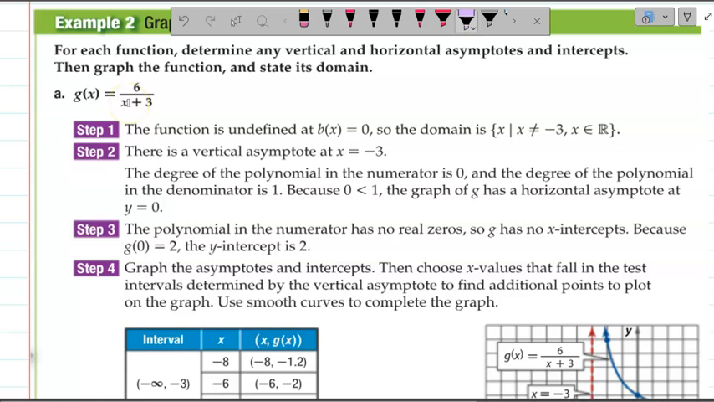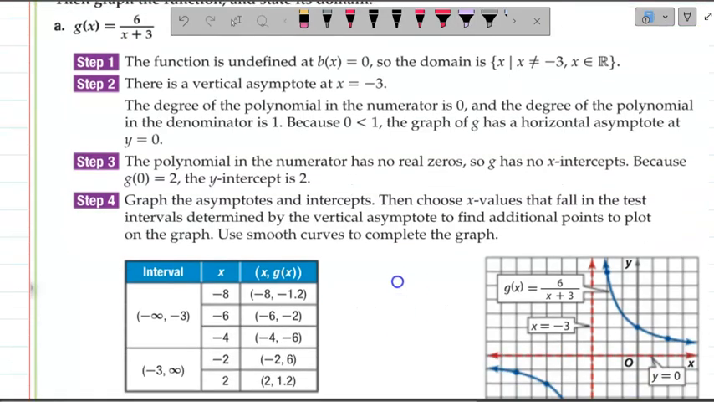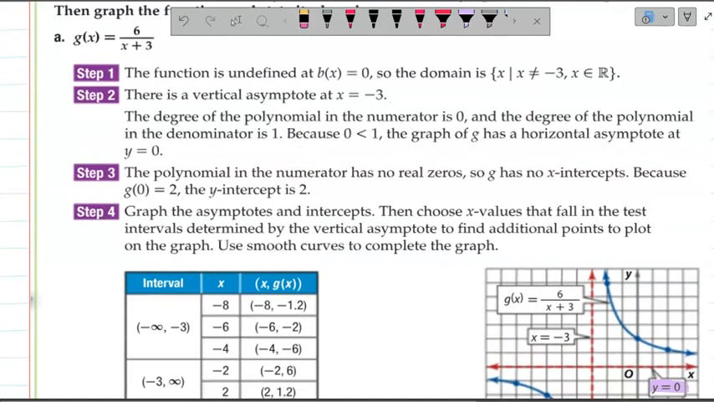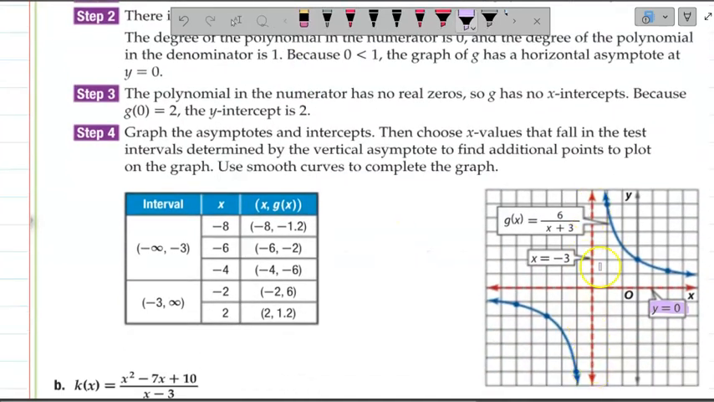That means y equals 0 should be a horizontal asymptote for this particular problem. And sure enough, you can see down here, there's our asymptote. We also know that x cannot equal -3, so that's where we get our vertical asymptote. We know there are not going to be any x-intercepts because there's an asymptote on the x-axis. That can't happen. You can't cross it and avoid it at the same time.